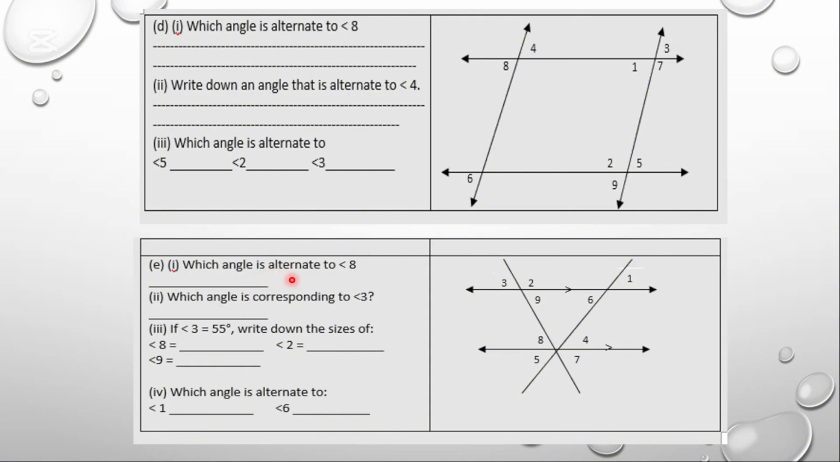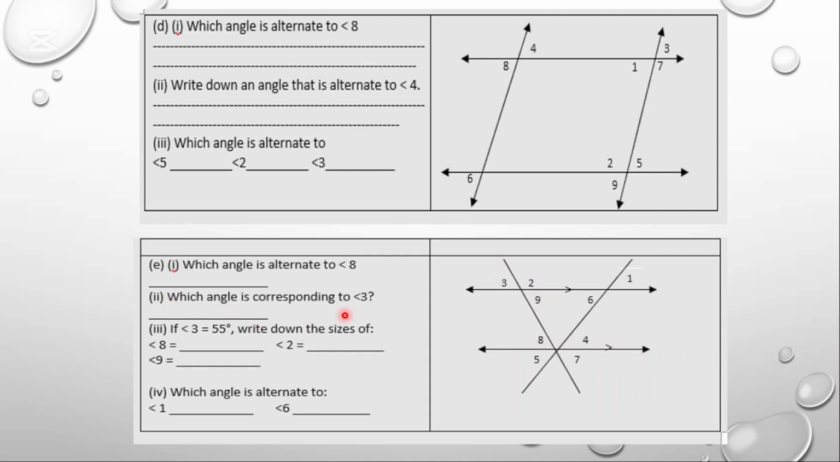Which angle is alternate to angle 8? Over here, 8. And you can see the answer in between these 2 lines, opposite sides of this transversal, 8 and 9.